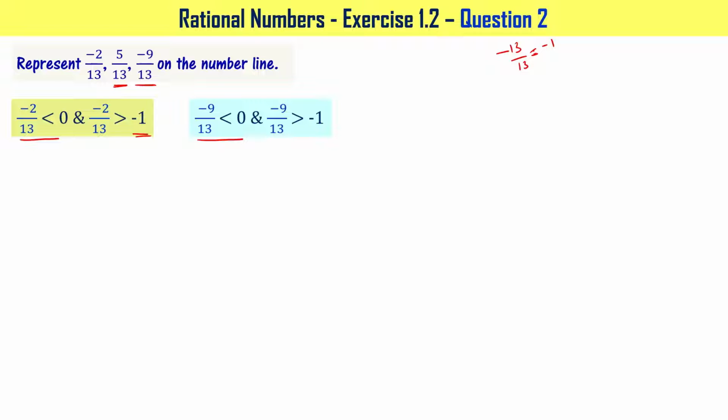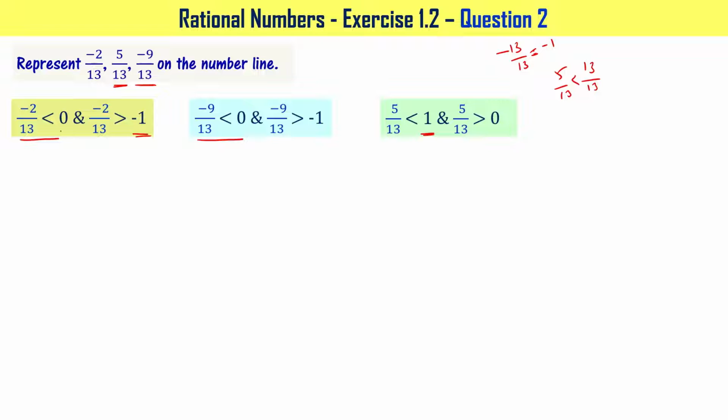At the same time, it is smaller than 13 by 13, right? 5 by 13 is smaller than 13 by 13. For that reason, it is smaller than 1. So 5 by 13 is smaller than 1 and greater than 0. So when you look at these 3, you say that my number line, whatever I am drawing now, should include 0, minus 1 and plus 1, right?